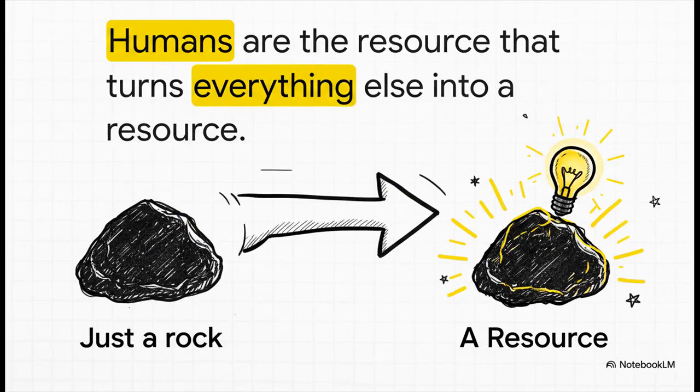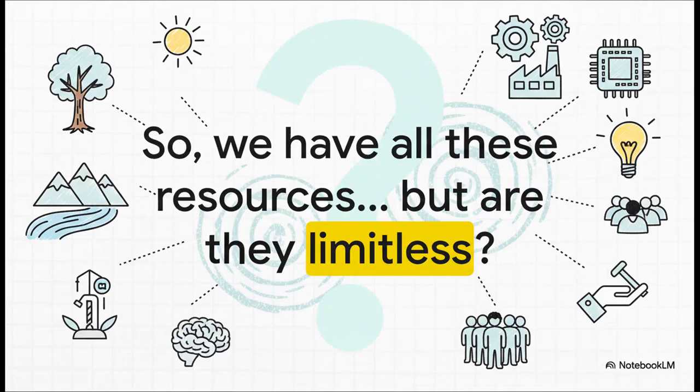So really, the key takeaway here is pretty profound. Humans are the one resource that turns everything else into a resource. Without human knowledge and skill, iron ore is just a rock, and a flowing river is just water. We're the secret ingredient. So, let's recap. We have all these amazing resources, natural ones from the earth, human-made ones we create, and the human resources to make it all happen. But does that mean they're limitless? Can we just keep using them forever?